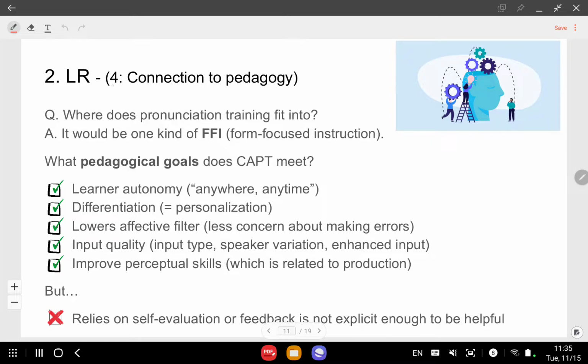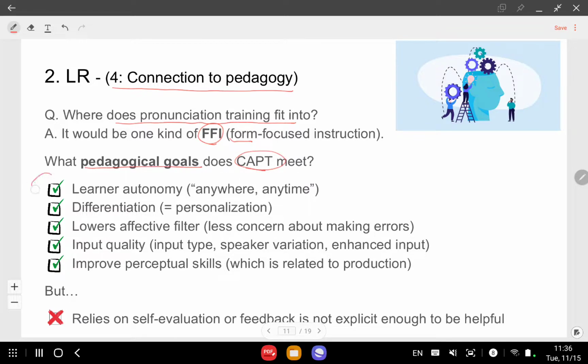The last part of the literature review is connection to pedagogy. So, where does pronunciation training fit in terms of education or pedagogy? It would be one kind of form-focused instruction, because pronunciation could be thought of as one kind of form. People only think of form as words or spellings or grammar, but pronunciation could be part of form.